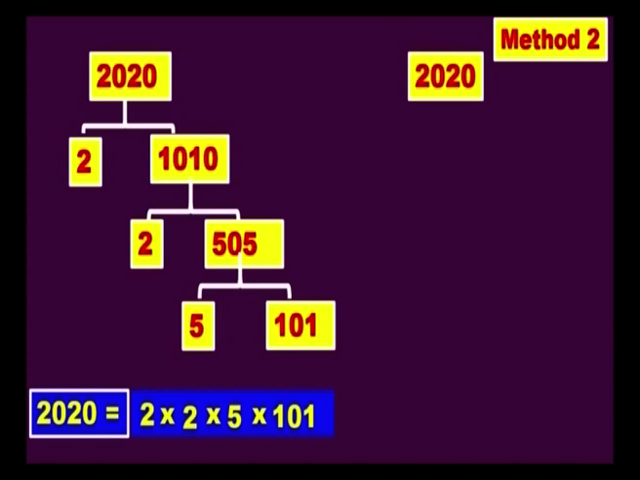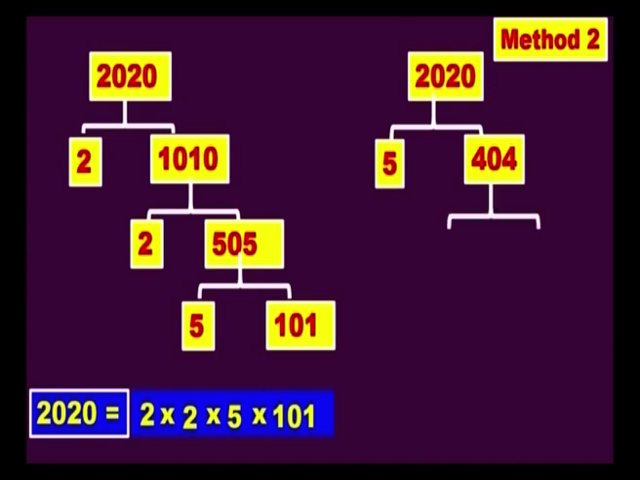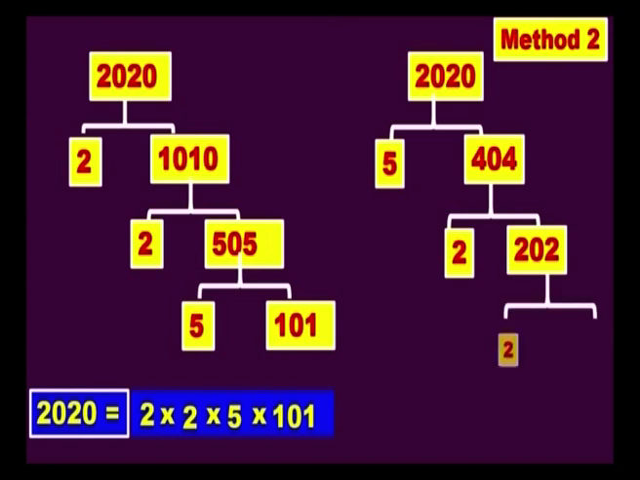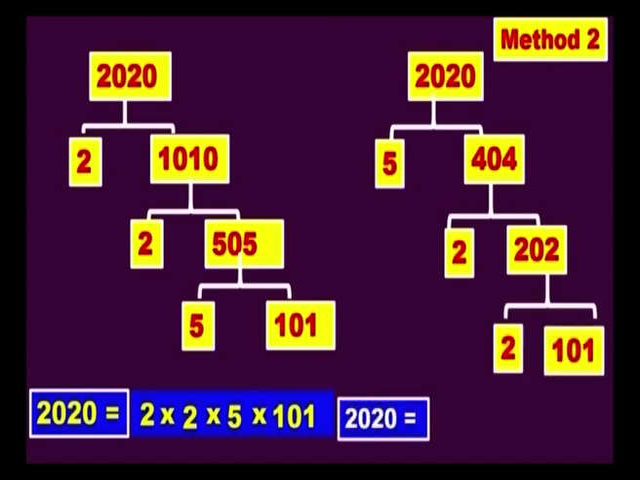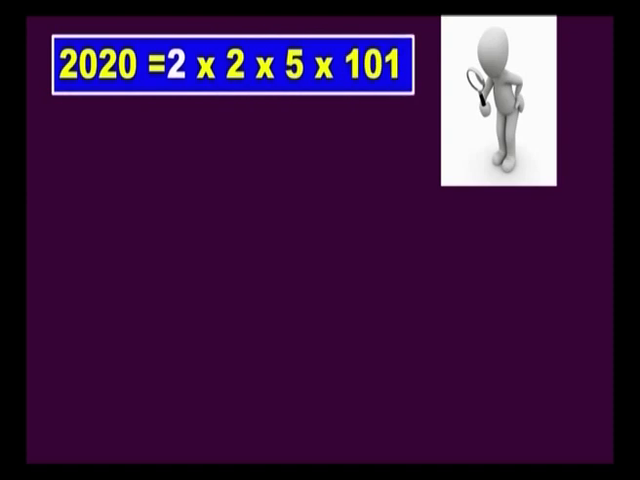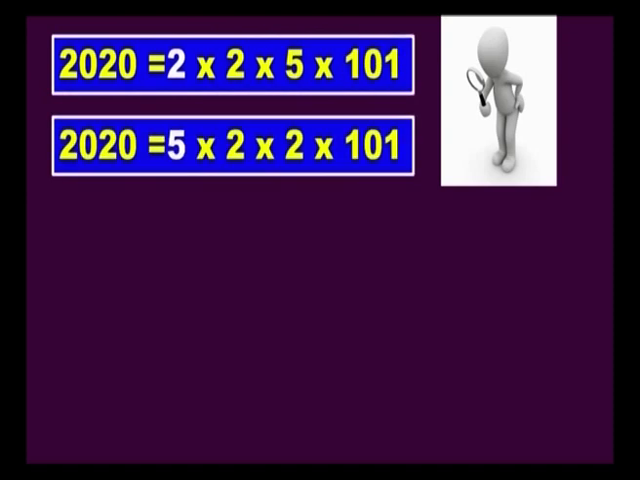So this is one method where 2 has been taken first. In the second method, if I am taking 5 first, then 5 into 404 is 2020. Then 404 further factorized can be written as 2 and 202. Then 202 can be written as 2 and 101. So 2020 is equal to 5 into 2 into 2 into 101. So for 2020, I can write in the two methods, 2 into 2 into 5 into 101 or 5 into 2 into 2 into 101.